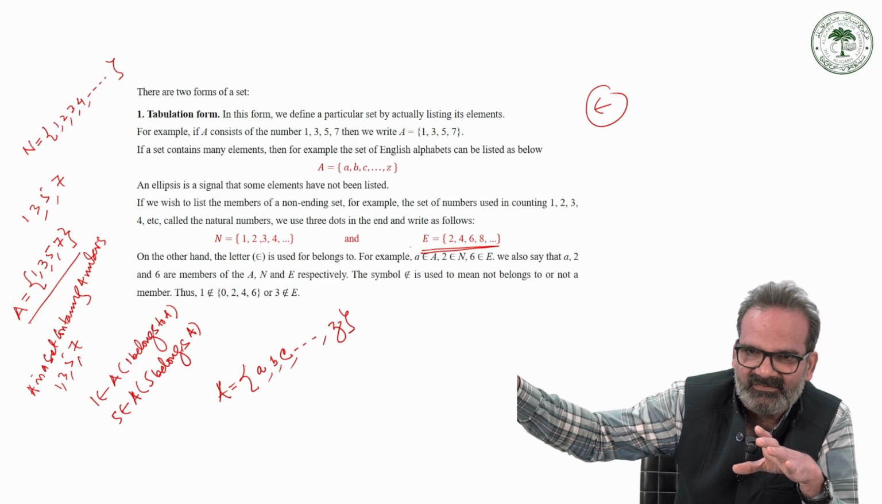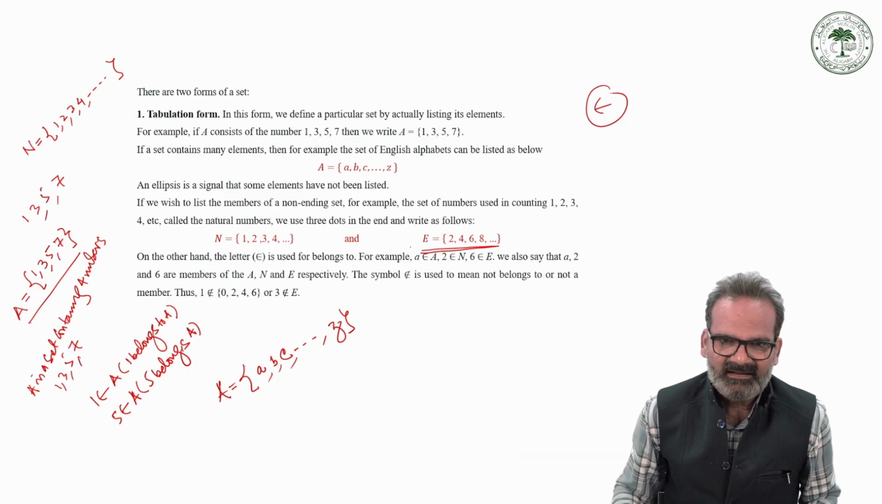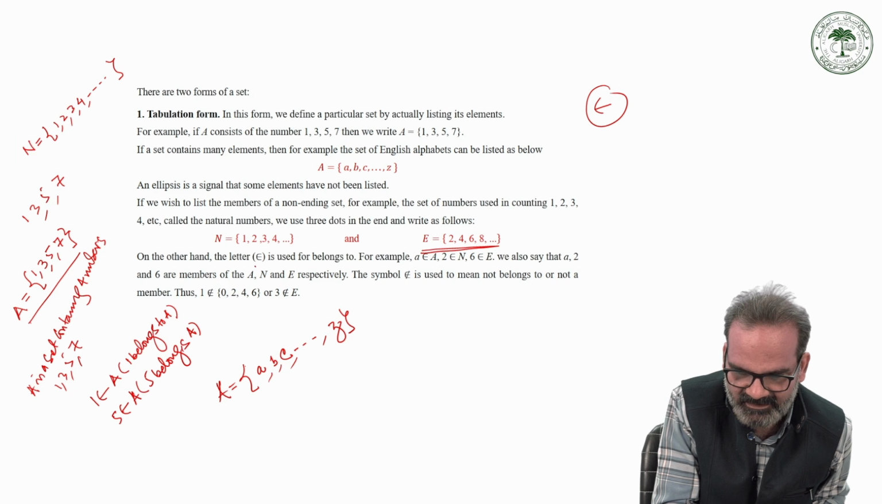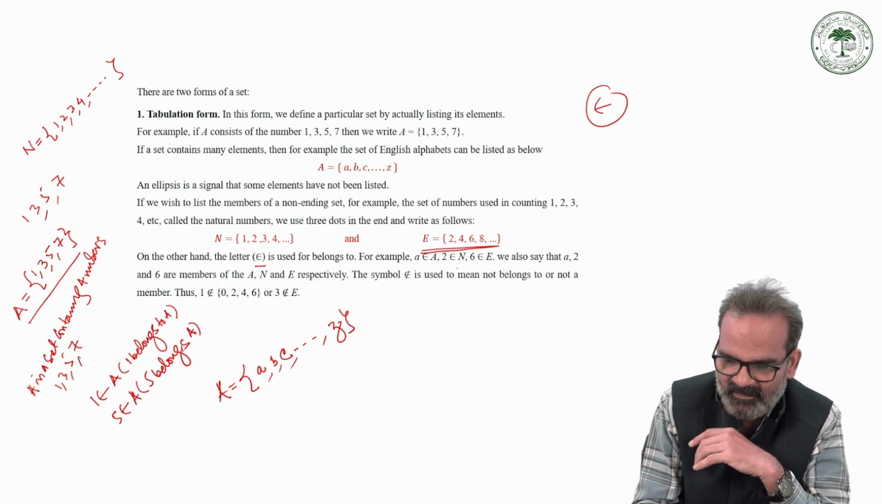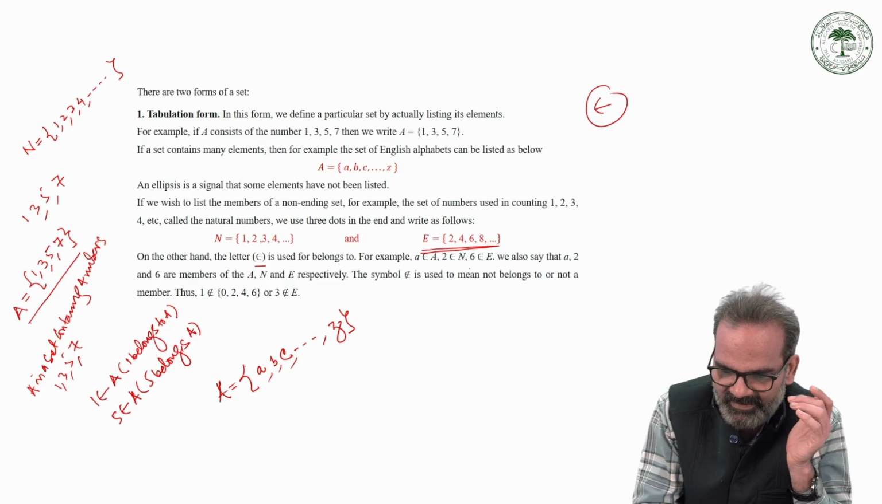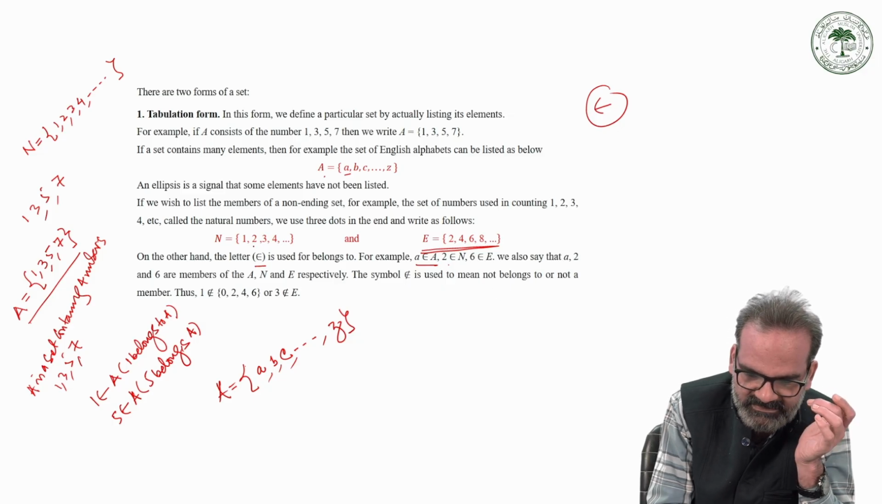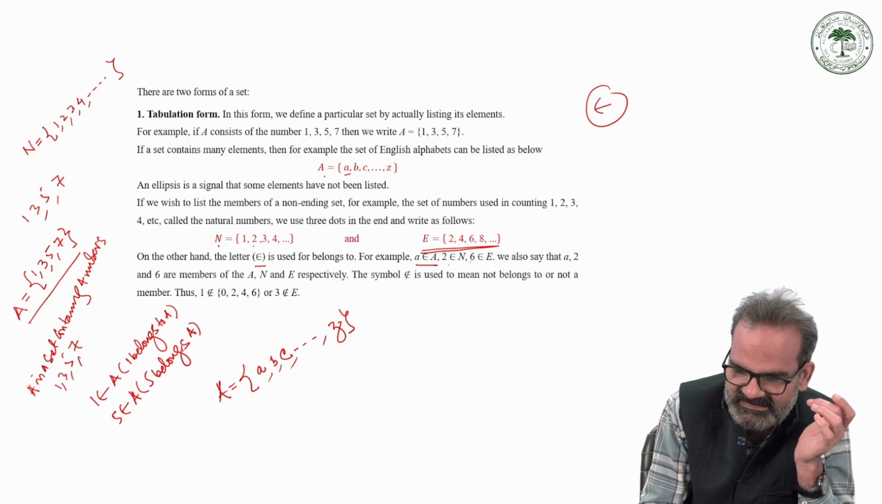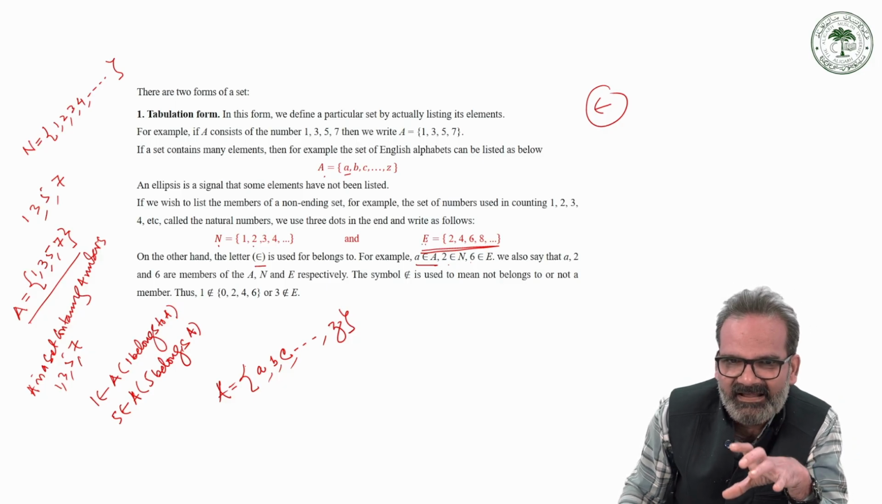And afterward, we don't write the remaining terms. On the other hand, the symbol ∈ is used for "belongs to", as I have stated. For example, a is an element of A. 2 is an element of N. 6 is an element of E. So we say that a, 2 and 6 are members of A, N and E respectively.